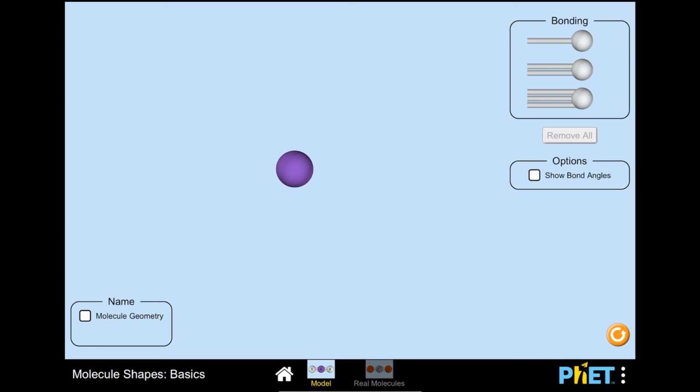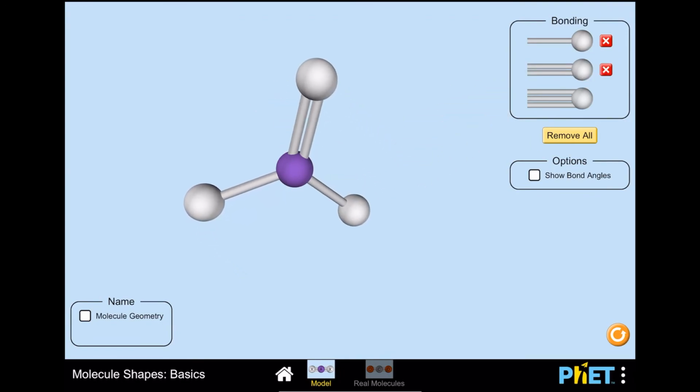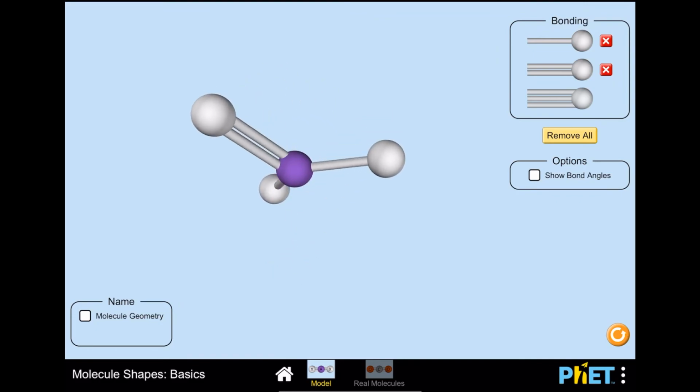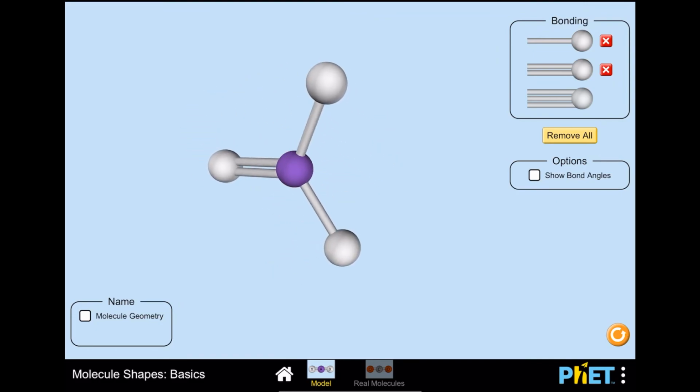All right, let's try and build that carbonate ion. So what did we have? We have a single bond on one side, a single bond on the other side, and a double bond on the third side. So I can move that around, and you can see that they're staying away from each other pretty well. If I try and sneak up and move the atoms around, no matter what I do, I end up with that same kind of geometry.